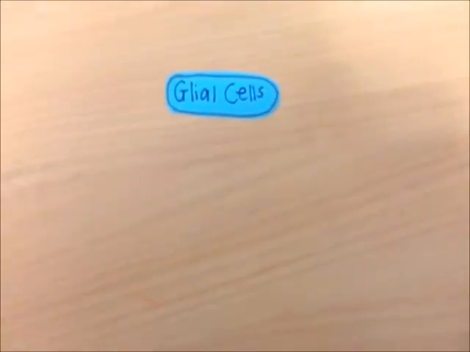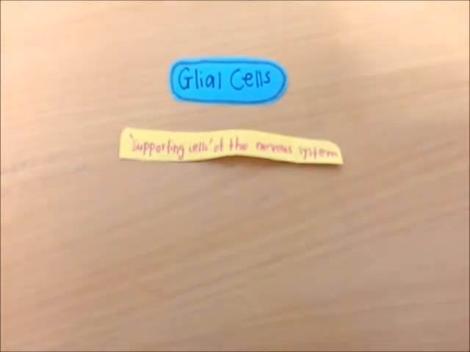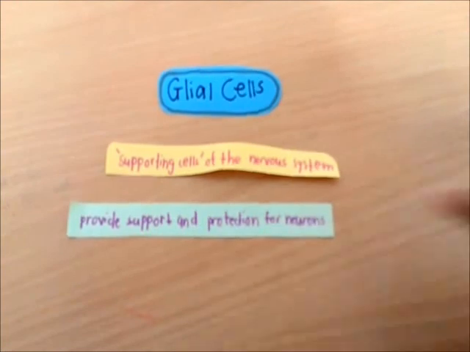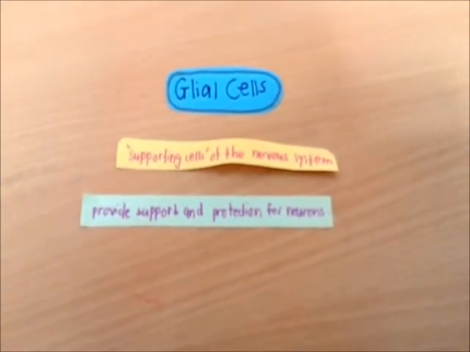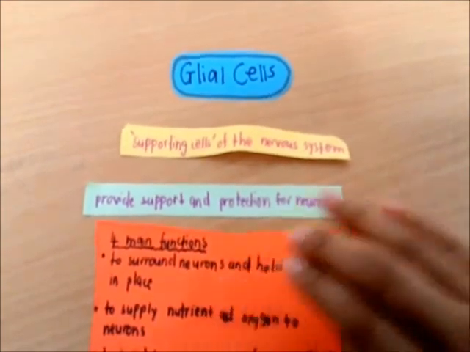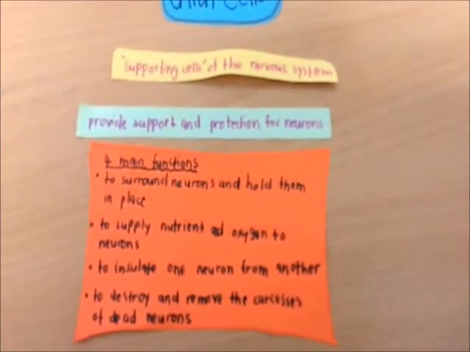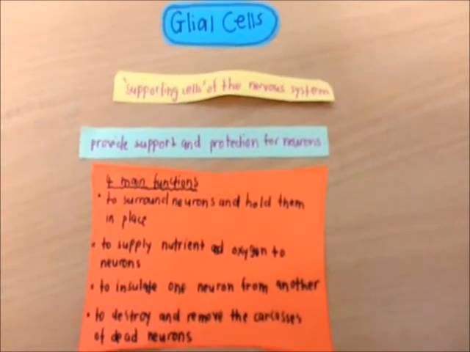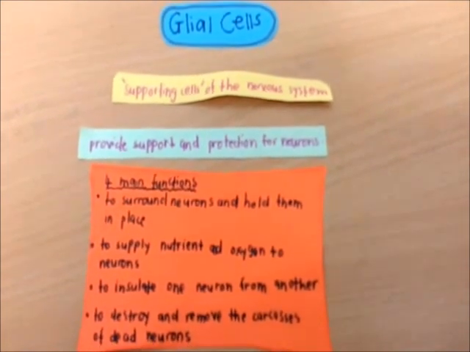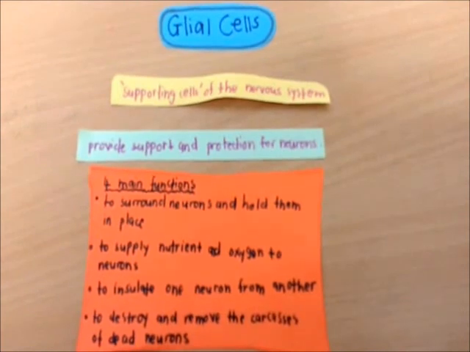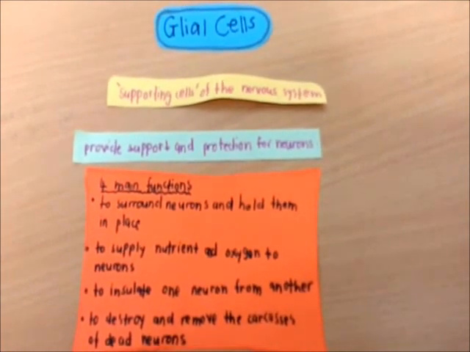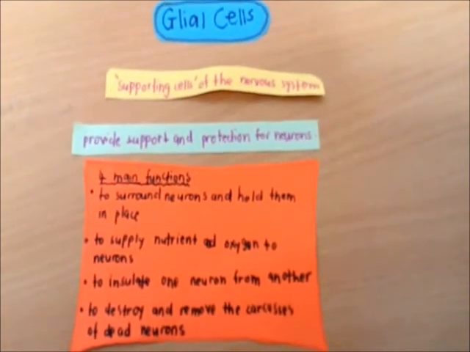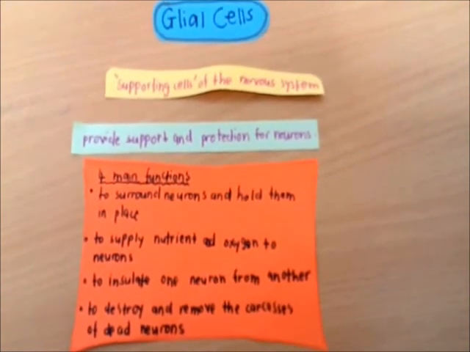Glial cells are the supporting cells of the nervous system. They provide support and protection for neurons. Glial cells have four main functions. First, to surround neurons and hold them in place. Second, to supply nutrients and oxygen to neurons. Third, to insulate one neuron from another. Lastly, to destroy and remove the carcasses of dead neurons.